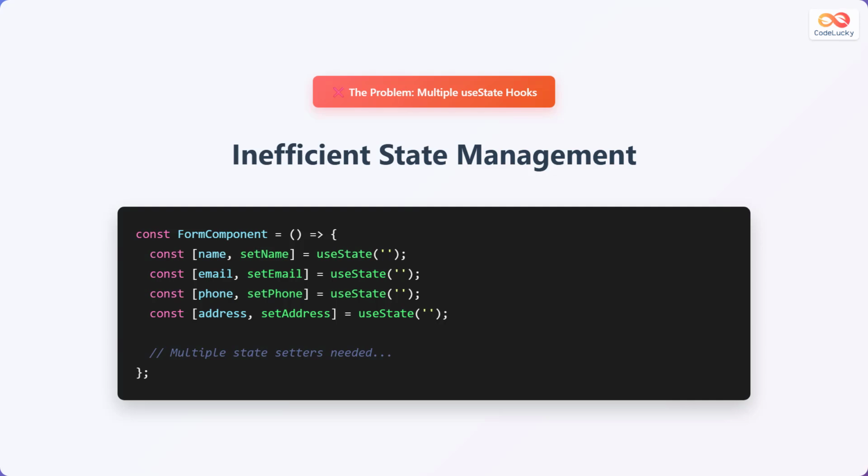Here's the challenge we often face. When dealing with multiple input fields, a common approach is to use separate useState hooks for each field. As shown in the example, we have useState for name, email, phone, and address. This quickly becomes inefficient and hard to manage as the number of fields grows. Imagine having 10 or 20 fields. That's a lot of individual state setters to keep track of.